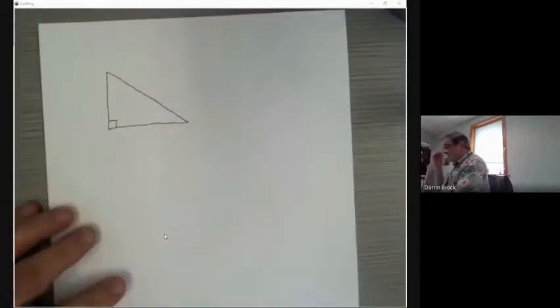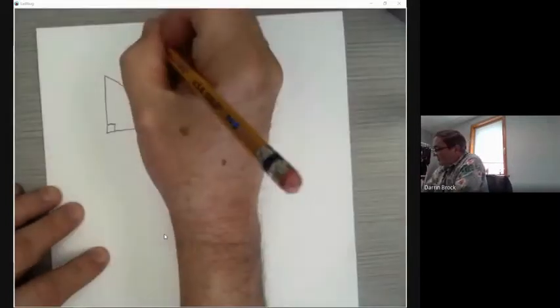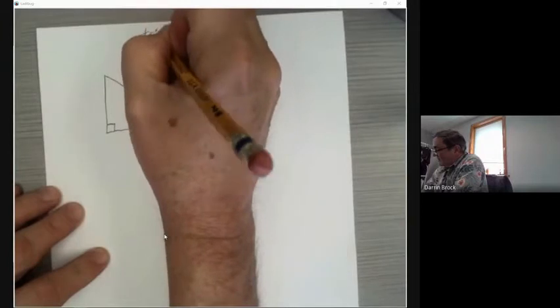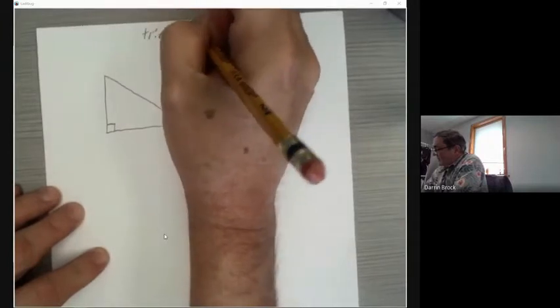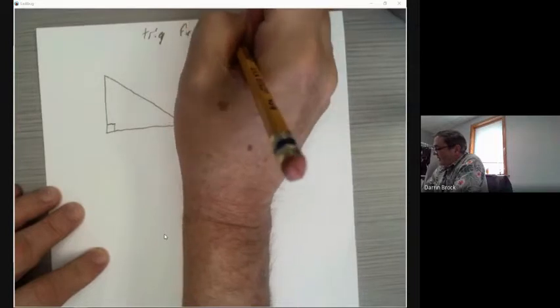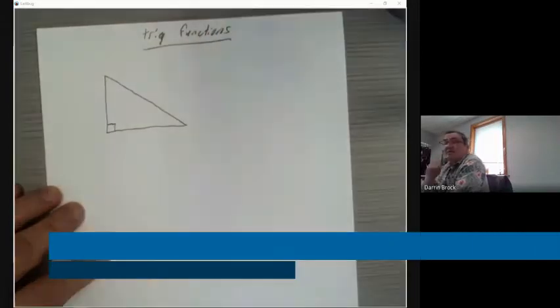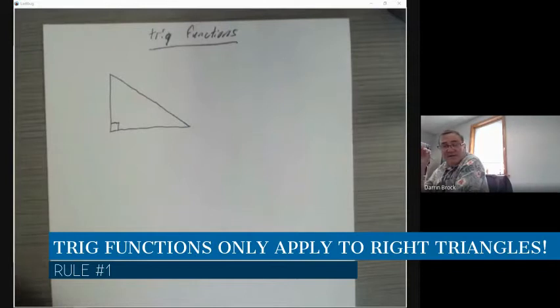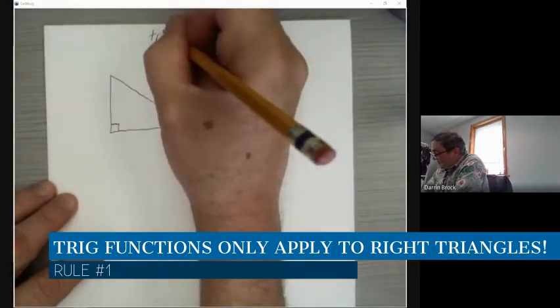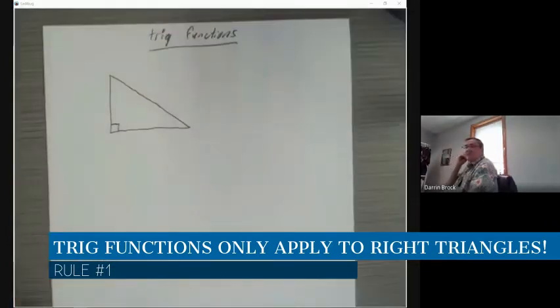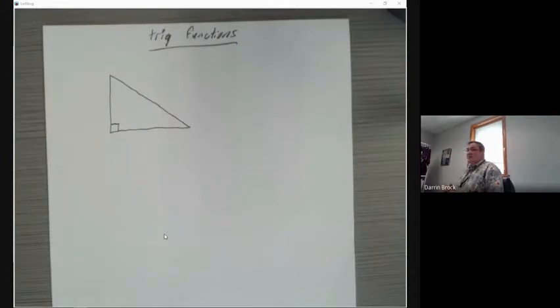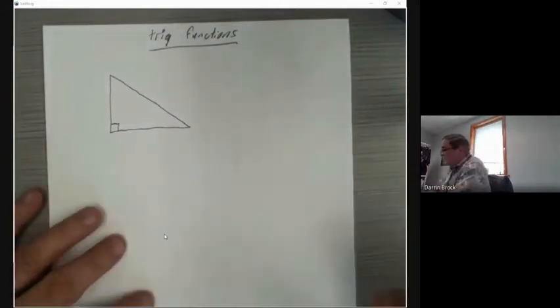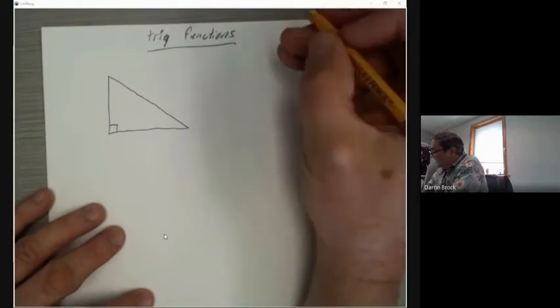Okay, here's the number one thing to remember when we're dealing with the trig functions. They only apply to right triangles. If the triangle does not have a 90-degree angle, trig functions do not apply. They do not work. They will not give you the correct answers on whatever you're trying to solve. Right triangles only. So that's what we're dealing with in this unit, because otherwise there's no need to even try them.